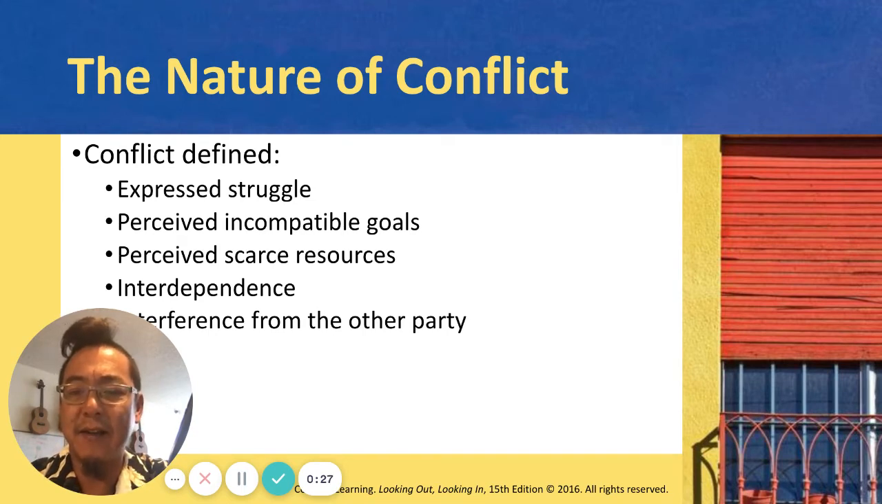So the nature of conflict. Conflict defined, but we should look through this. A lot of times we have conflict every day almost, right? Whether it's internal, external, expressed or not expressed, we don't really think about what it is. So we have struggle. One of the things you want to think about is a lot of the times maybe you think there's conflict.